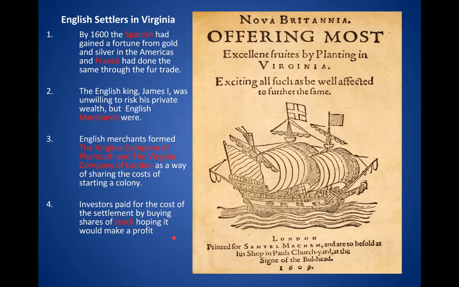So that's how these companies got the money together to start these colonies. They had investors who paid the cost of the settlement, got the settlement started by putting money in, and they bought stock hoping that they would get profit, and they were going to do this by farming.